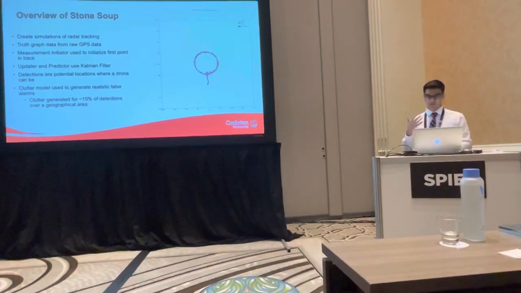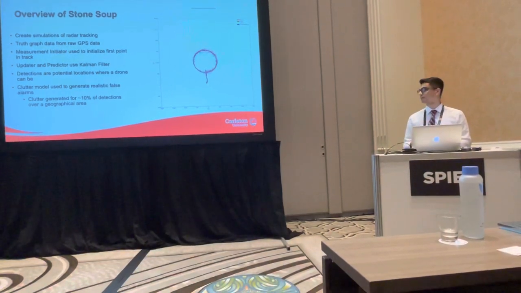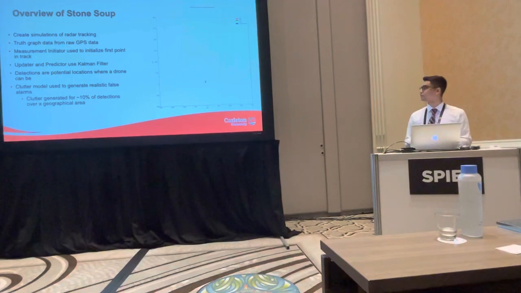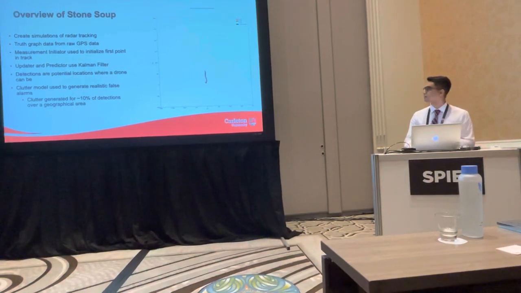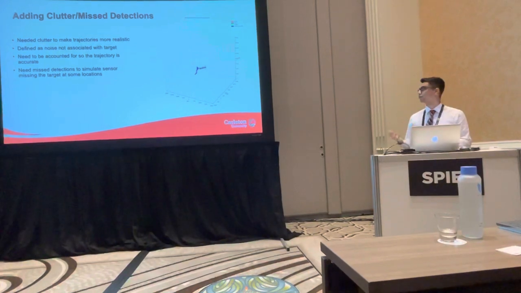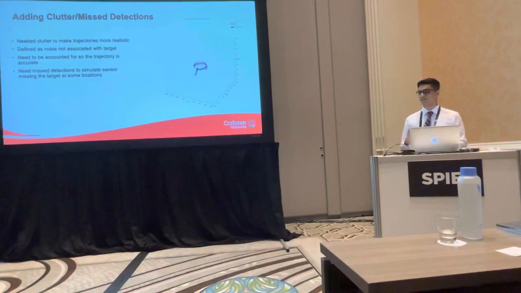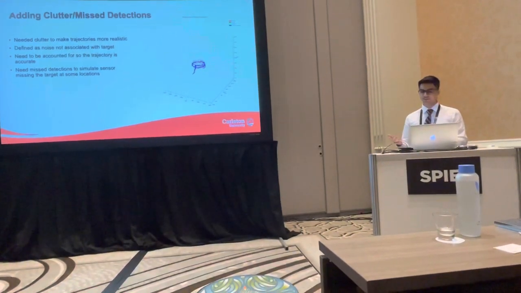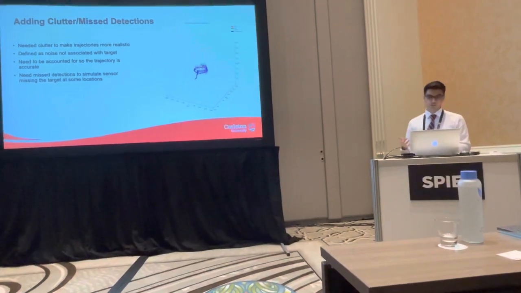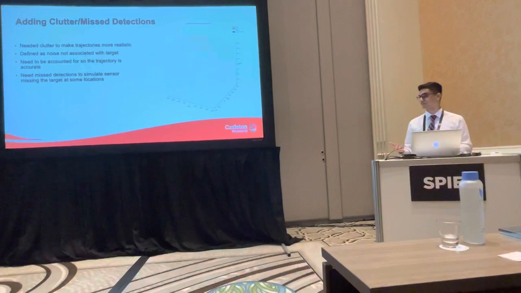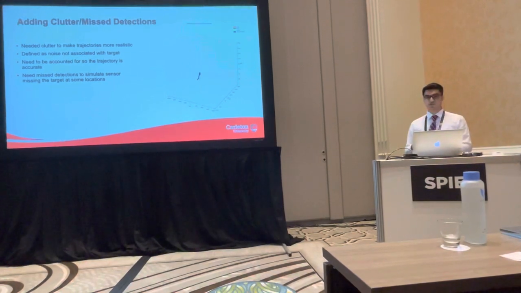And so in order to make this more realistic, we needed to add false alarms and misdetections. And we'll talk about this on the next slide. The false alarms are basically points that are not associated with the target. They're meant to fool the sensor into thinking there is an object here when there isn't. So it's meant to make the trajectories more realistic, but it could cause trajectories to be worse off, which is what we wanted to do. We wanted to simulate a real-world environment, and also we wanted to simulate misdetection.